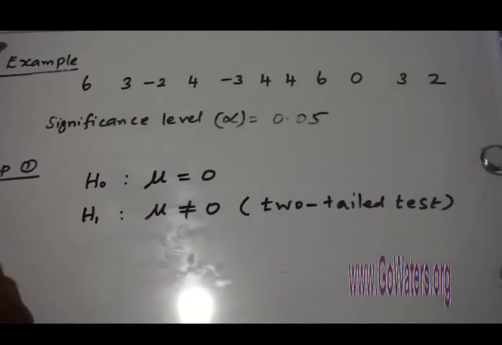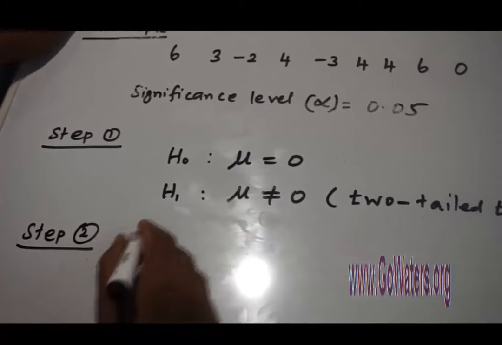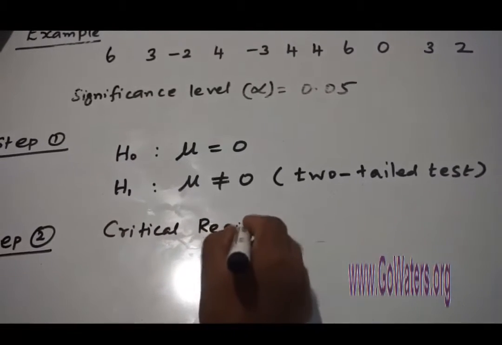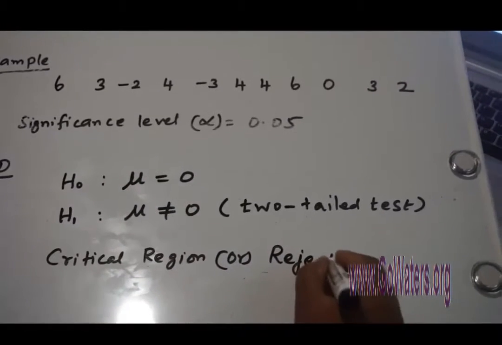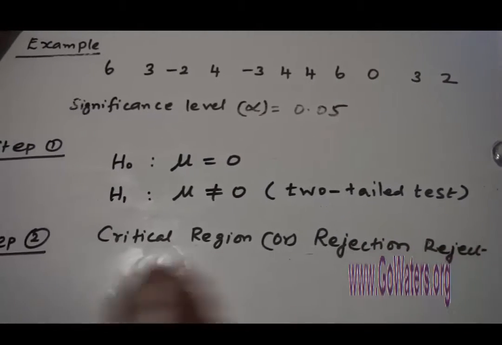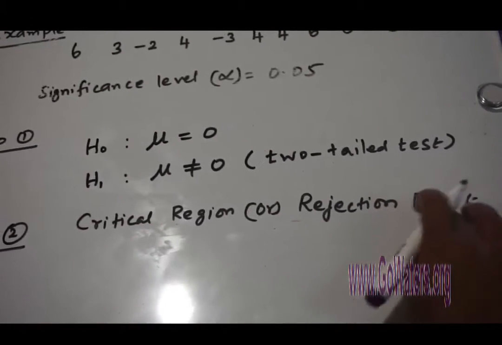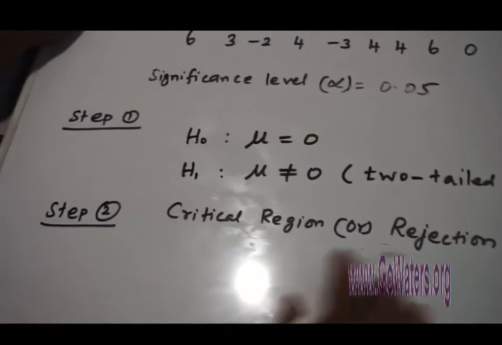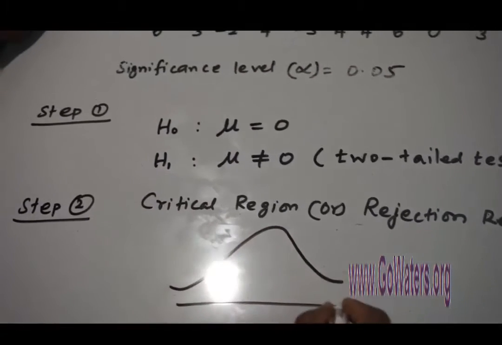So step 2, you need to write the critical region, or rejection region. So under what circumstances are you going to reject the null hypothesis? That's the rejection region. So now you can draw this graph. This is a T graph, right?